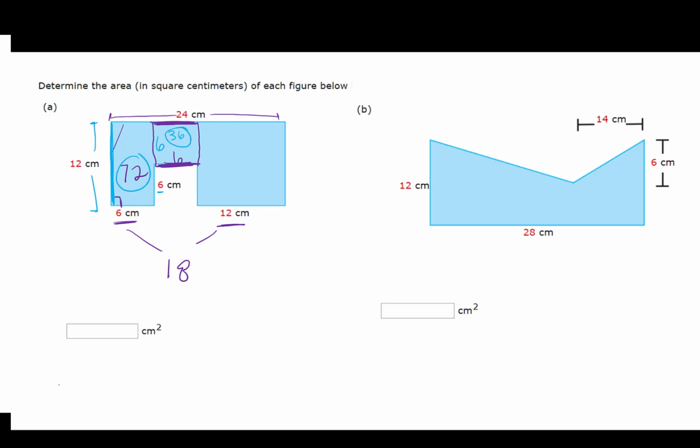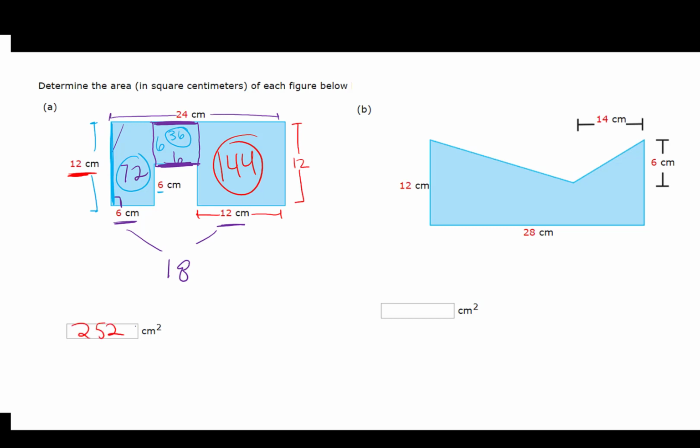Okay, last shape is this big one over here to the far right. We know across the bottom it is 12. And we can say this side is also 12 because of opposite sides of a rectangle. And so 12 times 12 is 144. Those are the areas of the individual parts. We're just going to add them together to get 252.